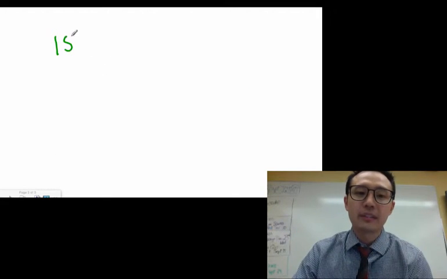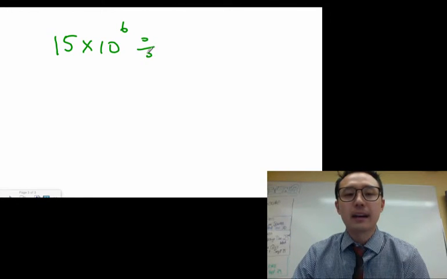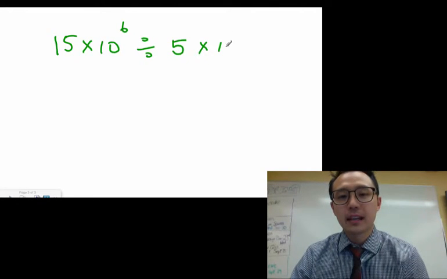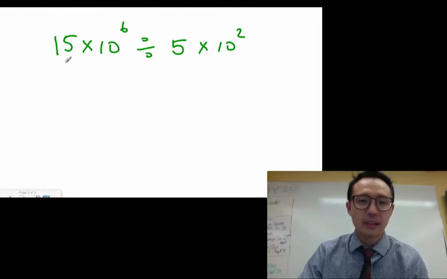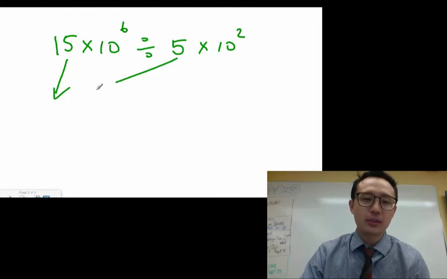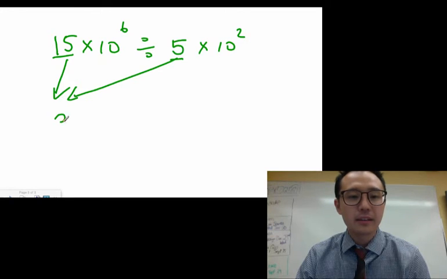For division, it is the same thing, but instead you have to divide first. So let's do 15 times 10 to the 6 divided by 5 times 10 to the 2. I shouldn't say it's the same thing. It's very similar, but it's not the same thing. So first thing, just like multiplication, instead of multiplying these two numbers together, we're dividing. So 15 divided by 5 is 3.